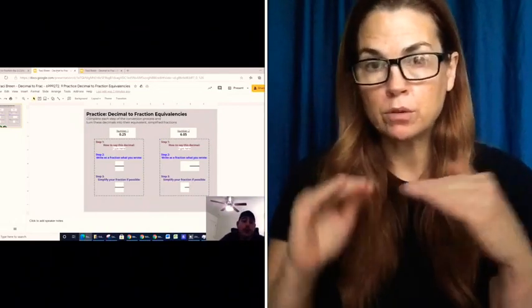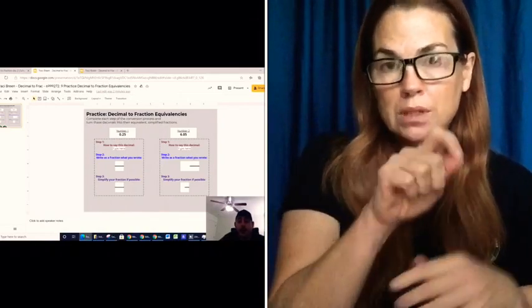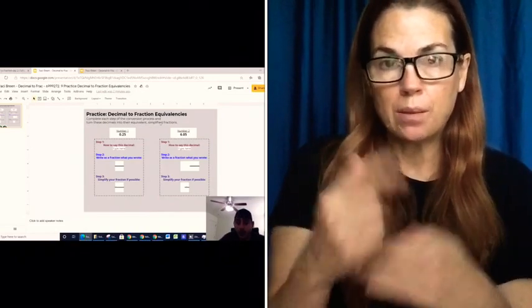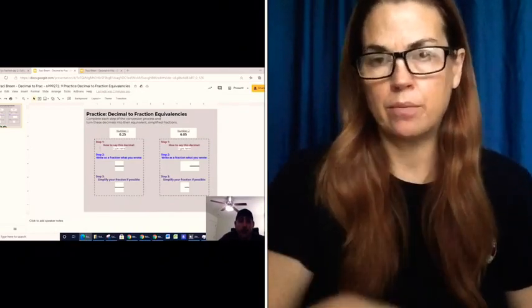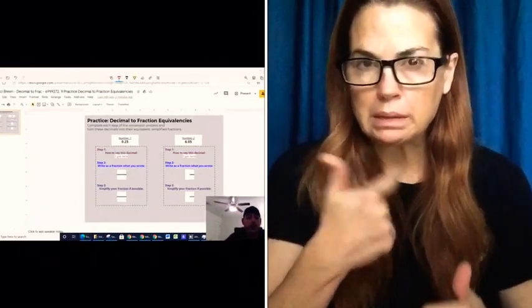Okay, so for this assignment it says practice decimal to fraction equivalencies. Complete each step of the conversion process and turn these decimals into their equivalent simplified fraction. So step one is, how do you say this? Okay, so I'm going to get to a page where I can write on. So it's going to look like this.